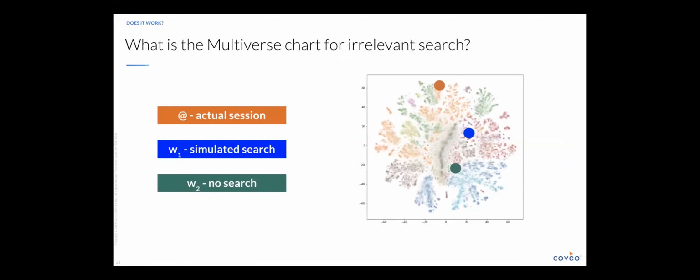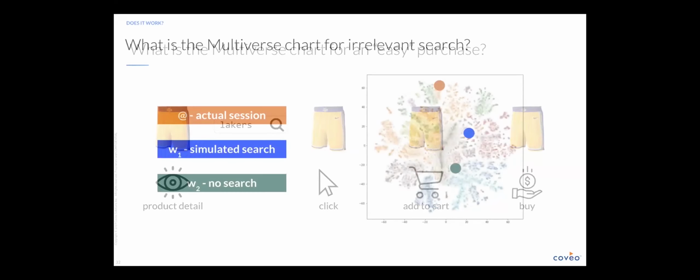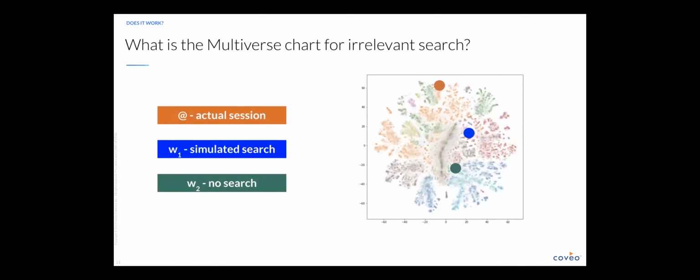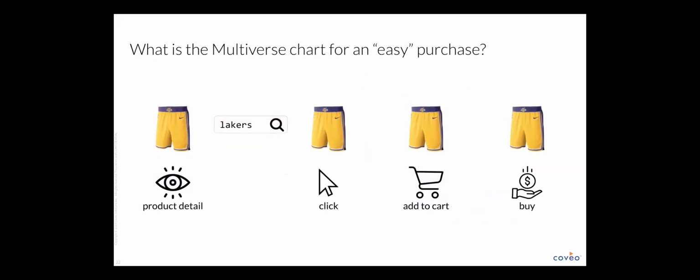So the actual session, which is the orange one, which is what the user actually bought, is very far both from the simulated search session and from the no-search session. Just by looking at this plot compared to the previous one, you can see how different it looks when something is irrelevant compared to when search is actually relevant to the purchase. Now let's do something that's trickier, which goes back to our first example with the salesman. So here's another real session, product detail, searching from Lakers.